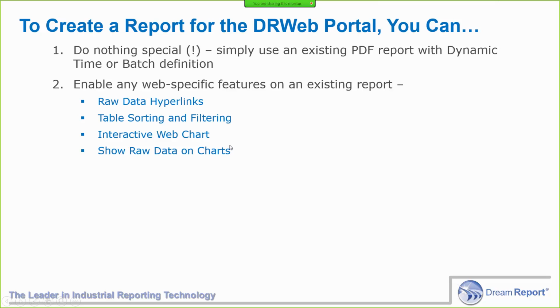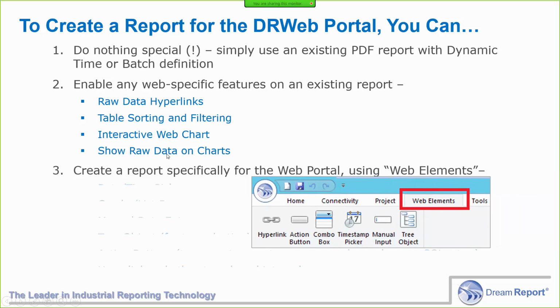Dynamic sorting and filtering in a table, just a checkbox, and your report now becomes more interactive. Web charts: being able to click on charts and get the raw data for any values behind or feeding the chart, or actually be able to interact with the chart by zooming in and out with your mouse scroll button, hovering over points, those kinds of things. And then again, as I said, showing raw data on the charts.